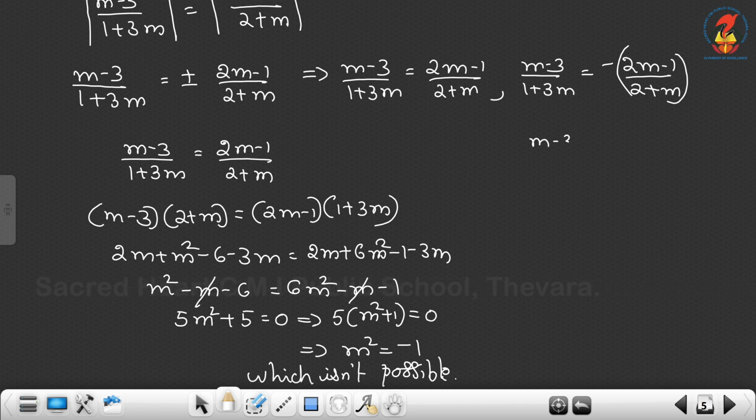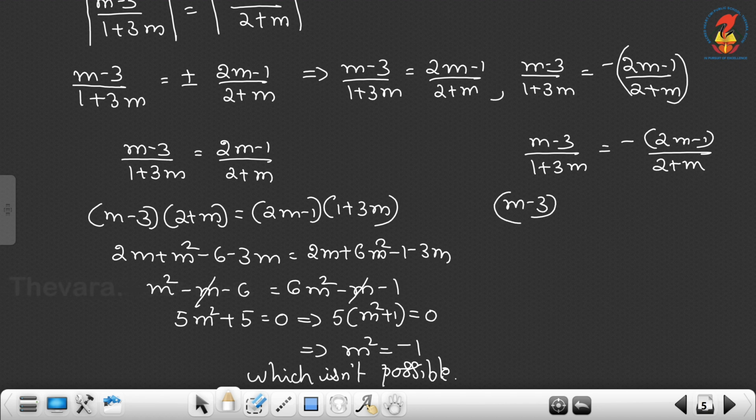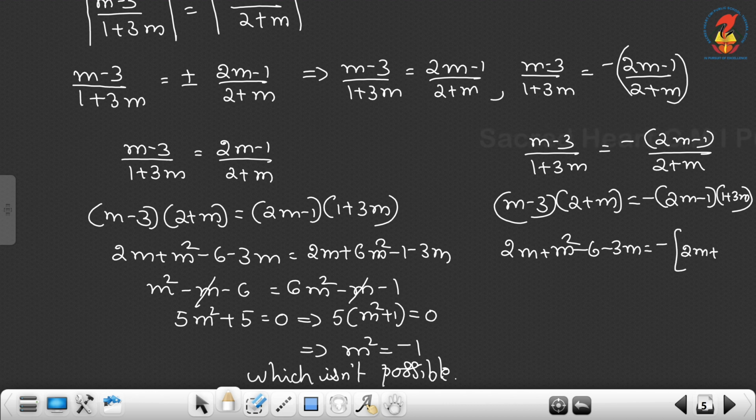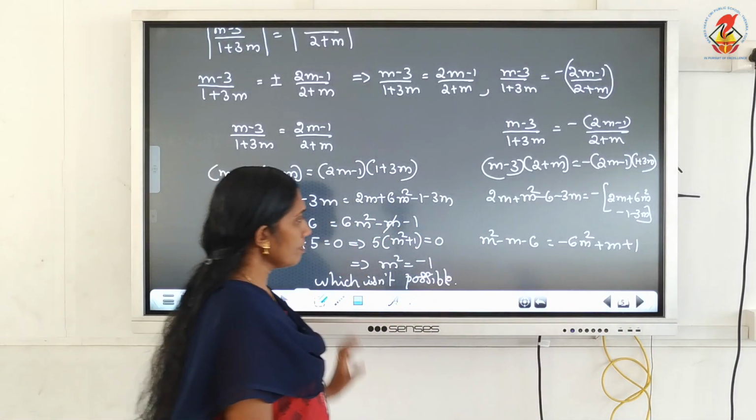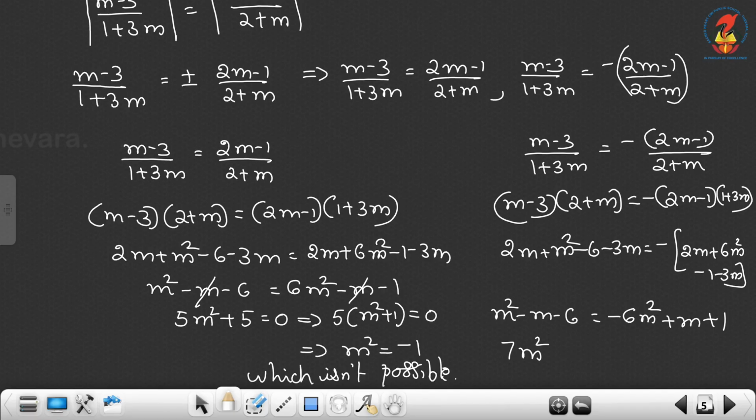M minus 3 by 1 plus 3m is minus of 2m minus 1 by 2 plus m. Cross multiply. 2 plus m is equal to minus of 2m minus 1 into 1 plus 3m. And we multiply: 2m plus m square minus 6 minus 3m is equal to minus of 2m plus 6m square minus 1 minus 3m. Or m square minus m minus 6 is equal to minus 6m square plus m plus 1. Just opposite of this expression. So when we take to this side, it becomes 7m square.